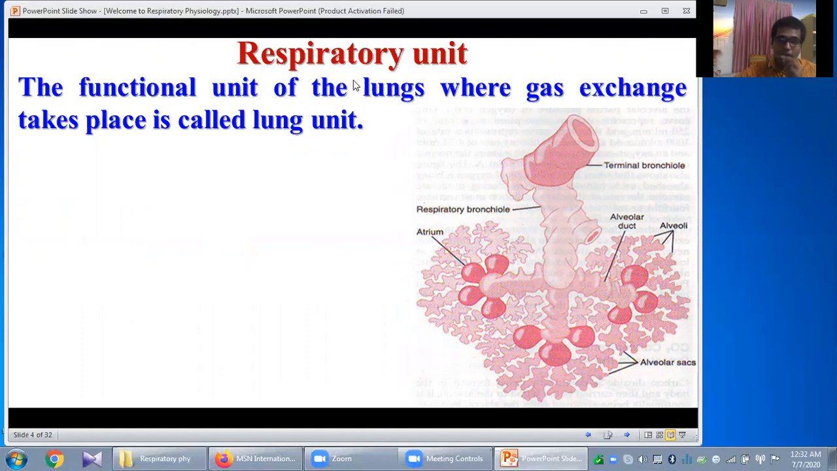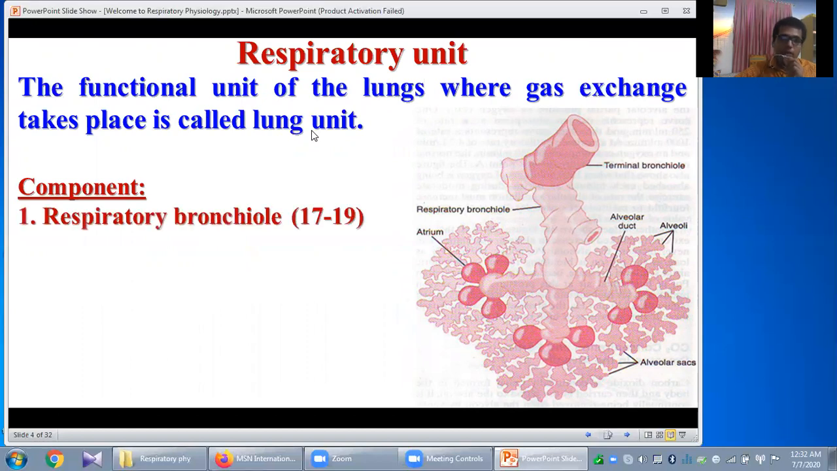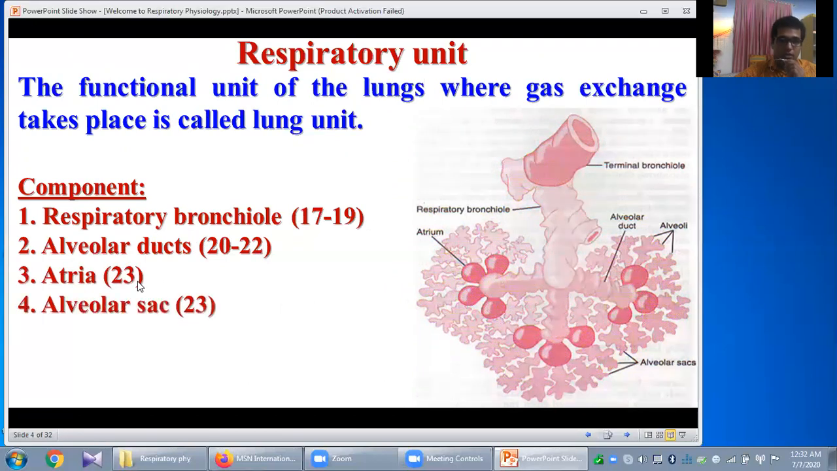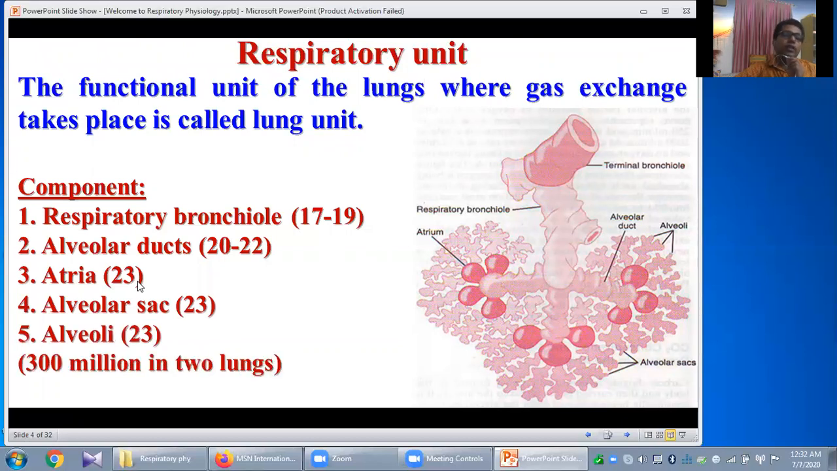The functional unit of the lung where gas exchange takes place is called the respiratory unit or simply lung unit. So what are the parts? It starts from the 17th generation, that is respiratory bronchioles, then alveolar duct from 20th to 22nd generations, atria, 23rd generation, alveolar sac, that is also 23rd generation, alveoli, 23rd generation. That means 17th to 23rd generations are the components of the respiratory unit. Actually, there are 300 million alveoli in two lungs.